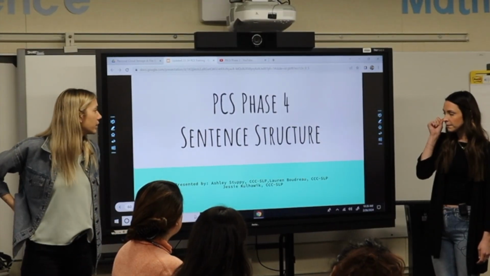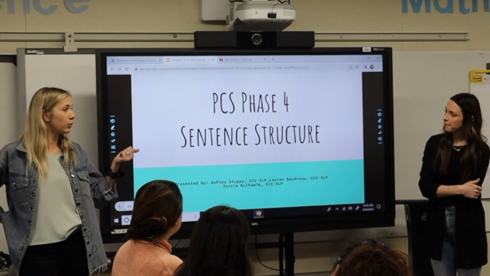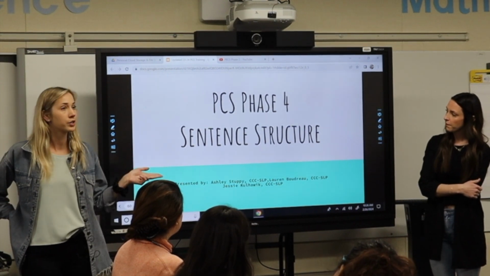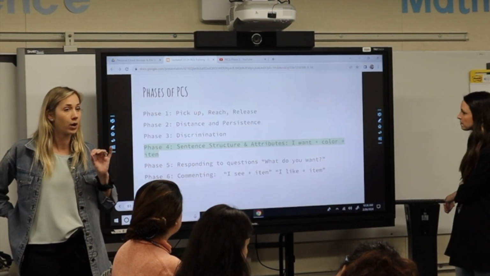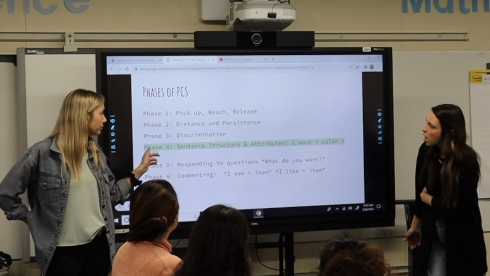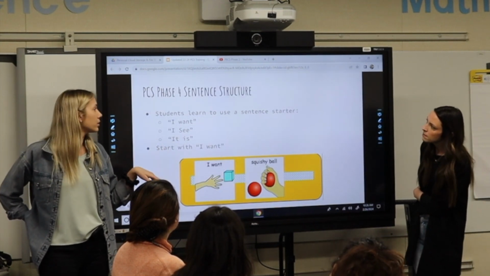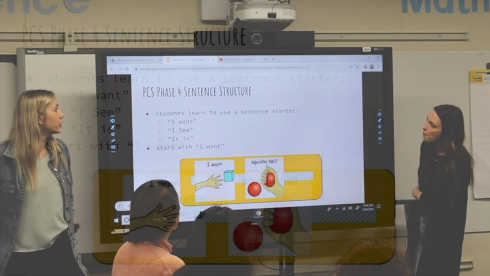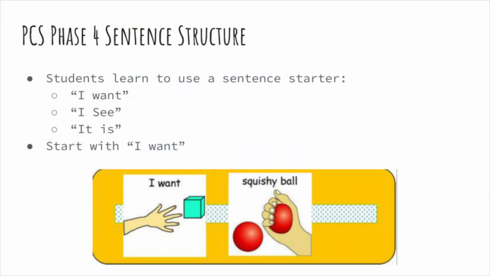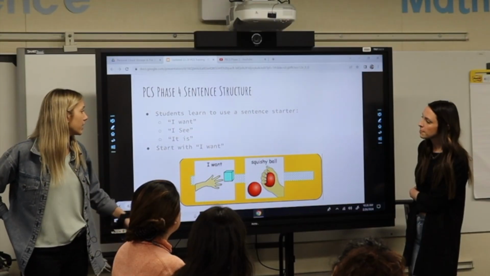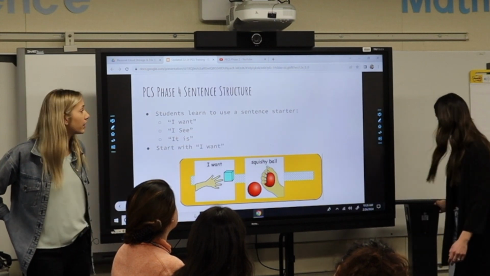So now we're going to start with some sentence structure and build. So phase 4 is sentence structure, so they're going to be able to travel, they're going to be able to discriminate, and now we're going to start with the simple sentence, I want. There's 2 parts to this, we'll go into the attributes after this. The student is going to learn to use a sentence starter, so I want, I see, it is. We usually start with I want because that's the easiest one for them to understand and they get something, so it's highly motivating for them.